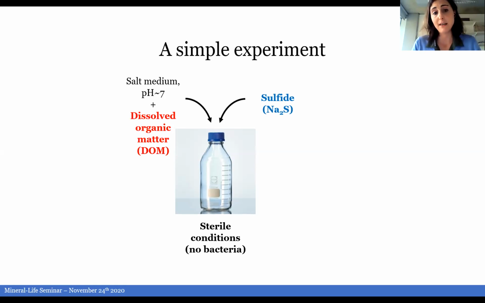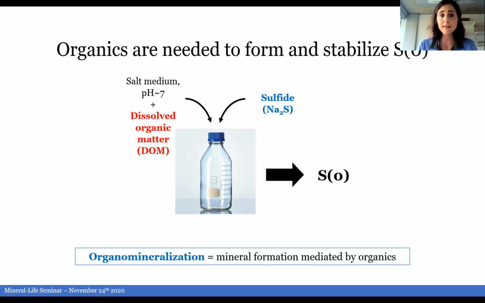Now what happens if you add dissolved organic matter in your bottle? So you add a little bit of sugar, for example, glucose. And so you do the same thing. You have sulfide, you let it oxygenate. And in this case, we found that you can actually form stable elemental sulfur minerals. So this means that organics play an important role to form and stabilize elemental sulfur minerals. This is a process we call organomineralization, and it means the formation of sulfur minerals mediated by organics.